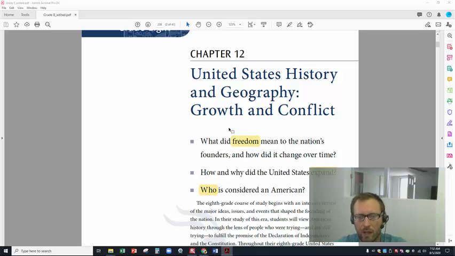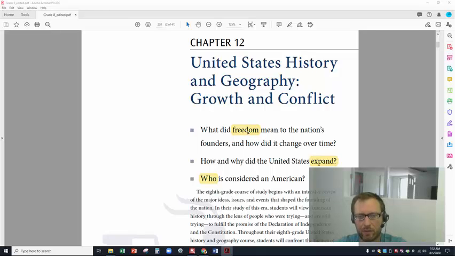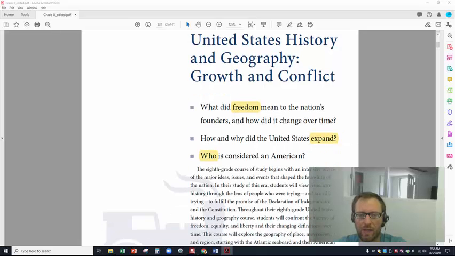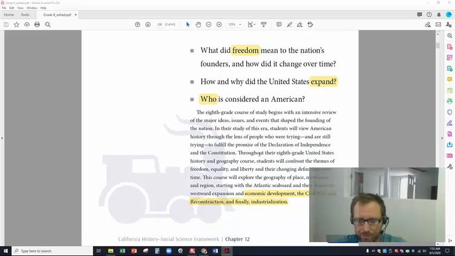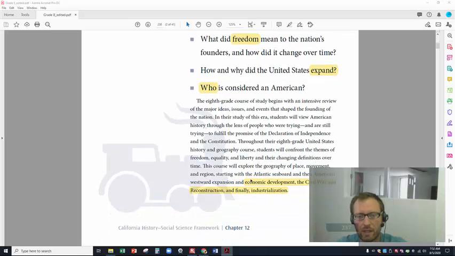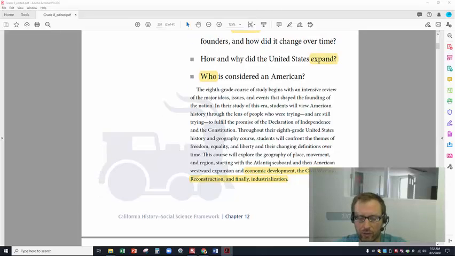And so the main topics are freedom and how that concept changed over time. United States expansion, and you can think of it as expansion in terms of governmentally, geographically, population-wise, demographically, and then who is considered an American in all these changes. And so basically it's also going to then end with economic development, the Civil War, Reconstruction, and finally industrialization.